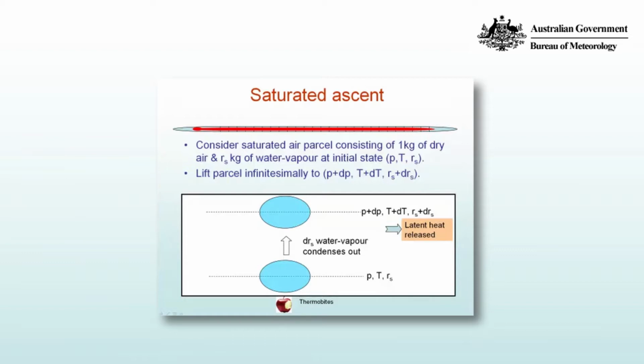Let's lift the parcel infinitesimally through a depth of atmosphere dP to a pressure P plus dP. The parcel will cool to a temperature T plus dT, and the mixing ratio will change from Rs to Rs plus dRs. So the parcel is saturated before and after the ascent, the lifting. So we keep the subscript Rs, and that dRs has condensed as liquid water. And so there's latent heat released as that's happening. So we have to ask the question, what do we do with the latent heat? And what do we do with the liquid water, considering our parcel of air?